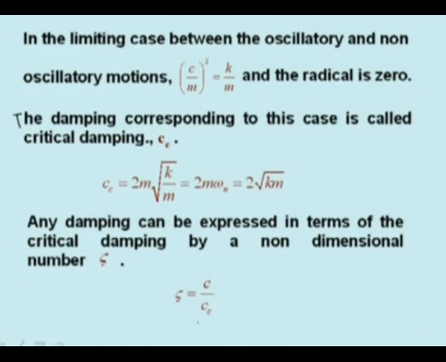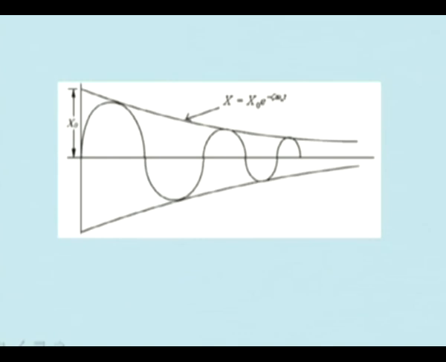Therefore any damping can be expressed in terms of the critical damping by a non-dimensional number. We say that zeta is equal to c by cc, where cc is the critical damping. If c by cc is more than 1, this is the case of over damping. If c by cc is less than 1, this is the case of under damping.